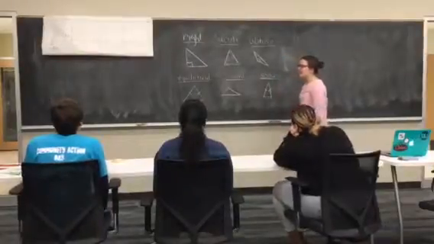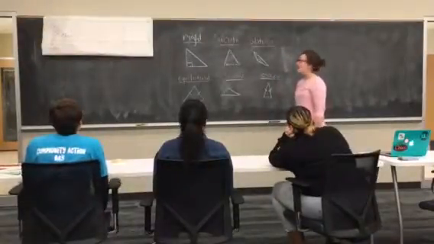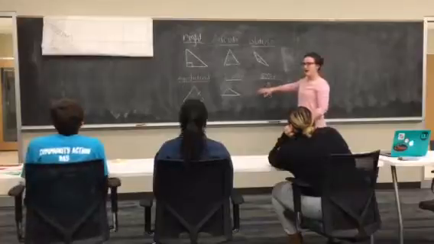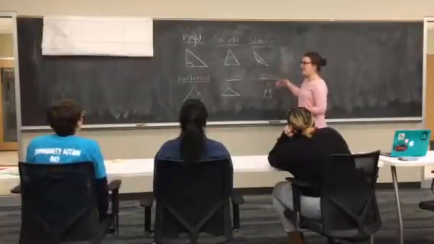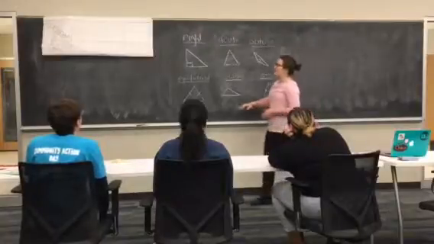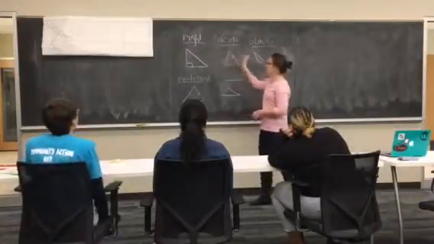Okay, class, today we're going to talk about triangle types. What's on the board right now should be a review. Triangles are classified by their angles and their sides. So first we have the angles. They're right, acute, and obtuse.